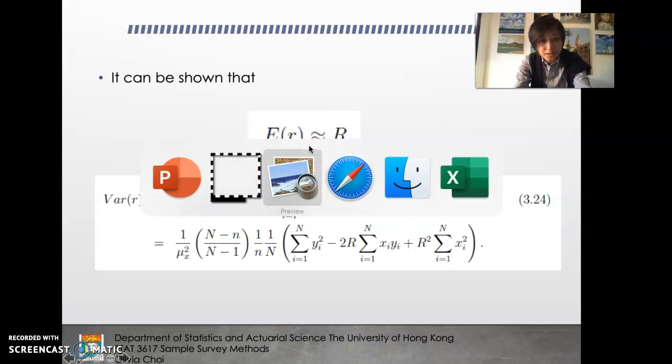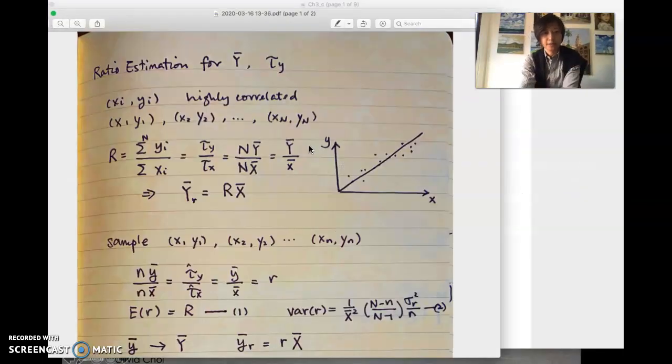I have written some notes to further explain that. Okay, so in the population, we can find some supplementary information like xi, yi. They are highly correlated variables, so they come in pairs: x1, y1, x2, y2, up to xn, yn. They are linearly correlated, then we can say that in the population, the ratio R can be expressed by the population y bar to the population x bar.